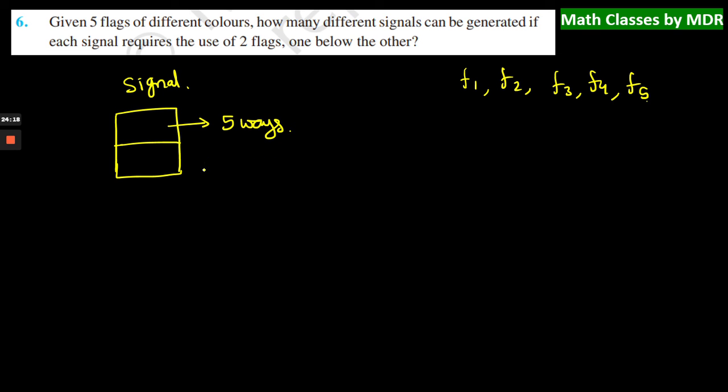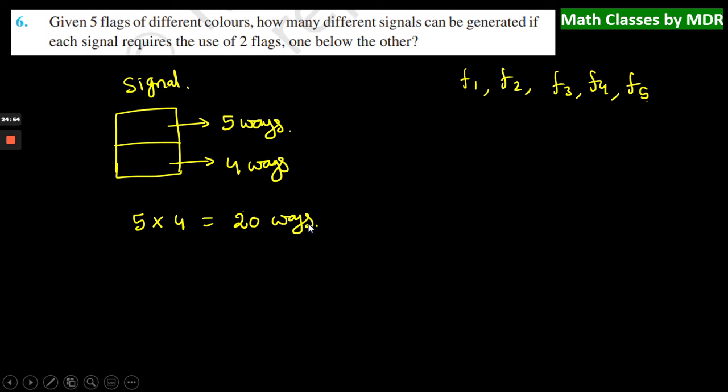And then what about the one below? Once it is arranged, we cannot use the same color, right? We have to use a different color at the signal, so we can arrange here in 4 ways. Suppose you have used blue here, then maybe red or green or yellow, or orange, whatever. So total at a signal, how many ways can we arrange? 5 into 4, 20 ways. 20 different signals we can form. So the answer is 20, right?